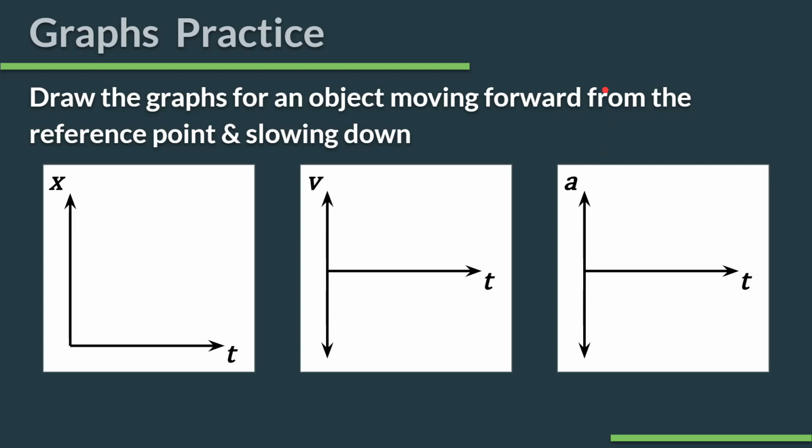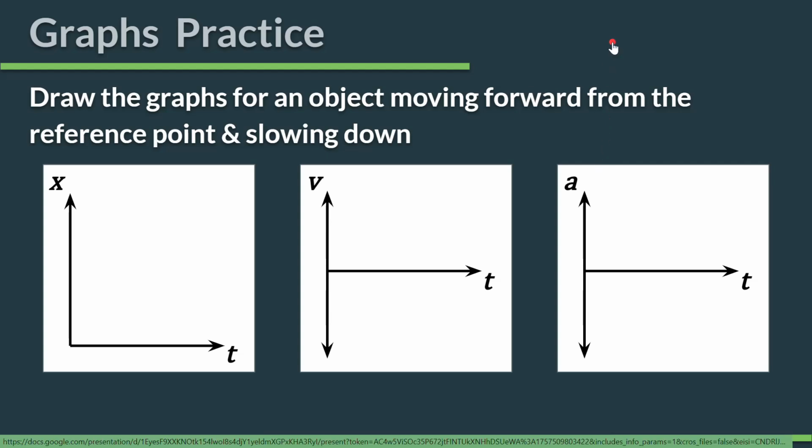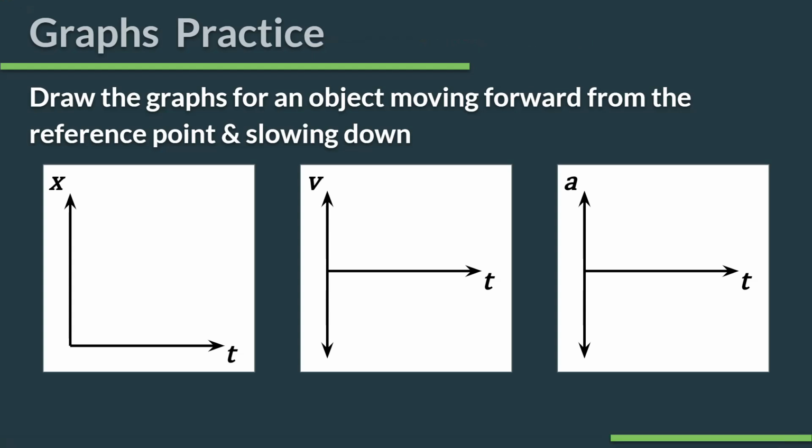All right, how about this one? You should also be able to draw your graphs from a description or match them to a description. So let's try this description. It says draw the graphs for an object moving forward from the reference point and slowing down. Since you have to draw 3, I'll give you a little bit more time.